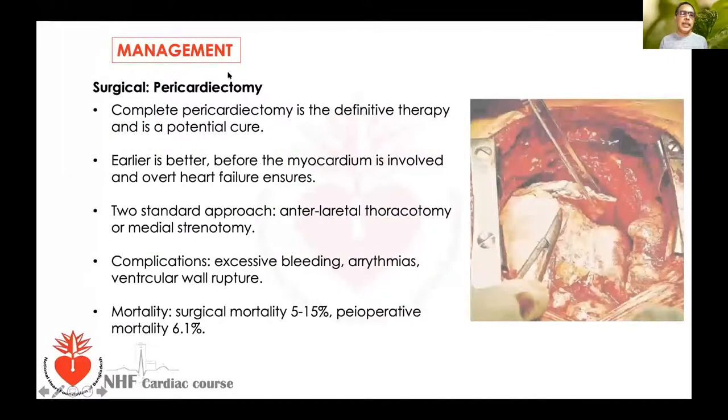So, surgical management, pericardiectomy. Complete pericardiectomy is a definitive therapy and is a potential cure. Earlier is better, before myocardium is involved or heart failure ensues. There are two standard approaches, anterolateral thoracotomy and median sternotomy. Complications are extensive bleeding, arrhythmia, ventricular wall rupture. Surgical mortality is between 5 to 15%, and perioperative mortality is 6.1%.